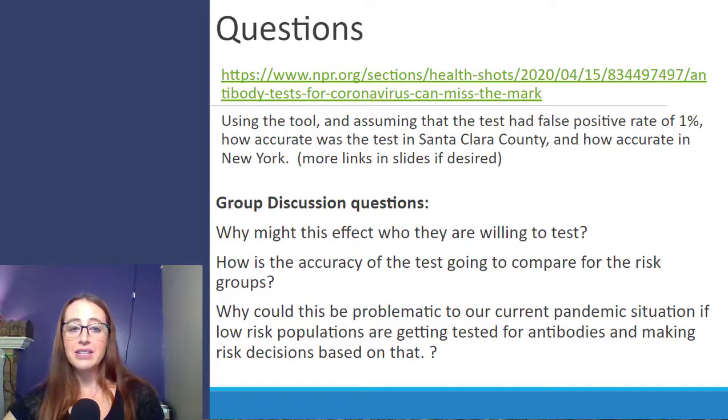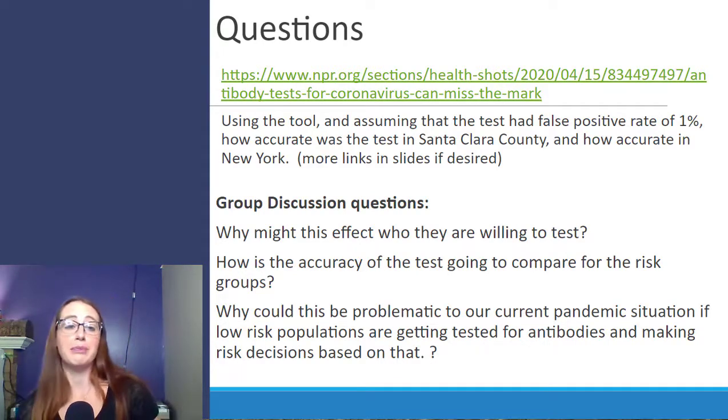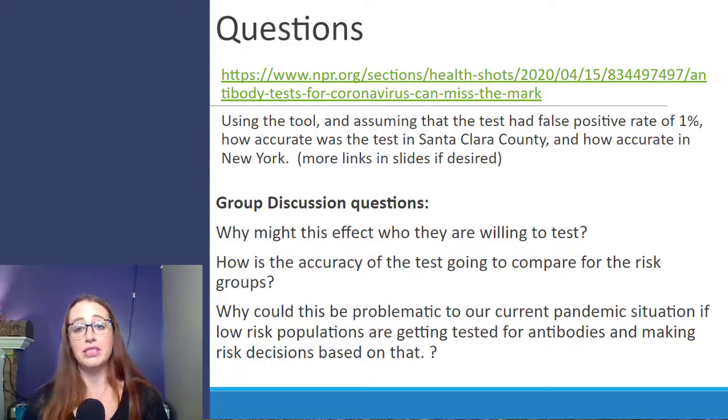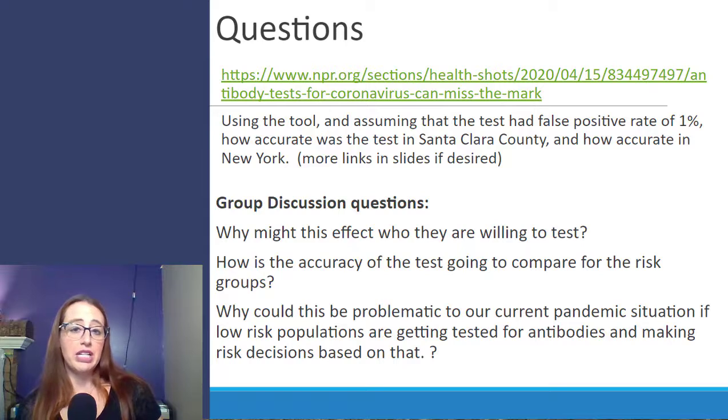Now, sticking with the NPR link listed here, and using the slide calculator tool, here's what I would like you to do. Assuming that the test had a false positive rate of 1%, how accurate was the test in Santa Clara County, and how accurate in New York? Of course, we don't have exact prevalence data, but you can use the numbers from the study as a good estimation point. You may also want to report it as a range. There isn't one exact answer we're looking for, just a general estimation.